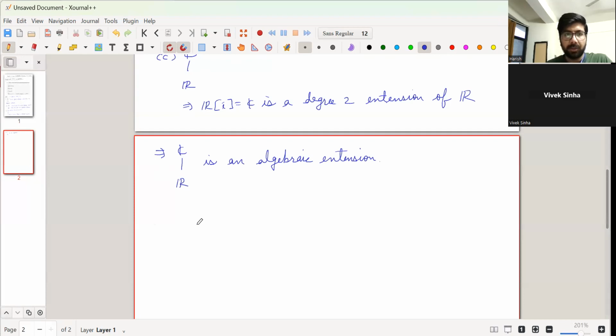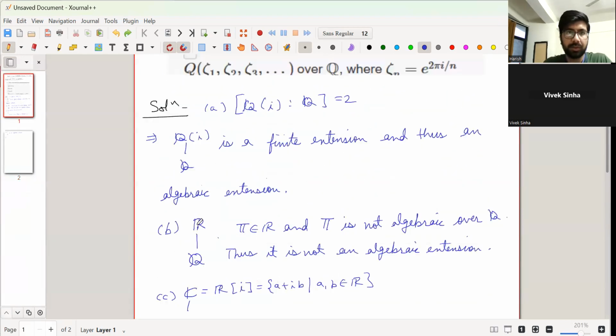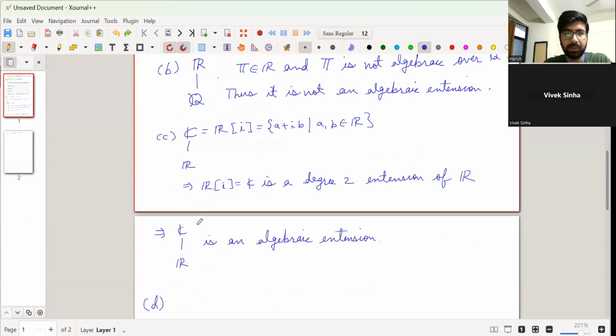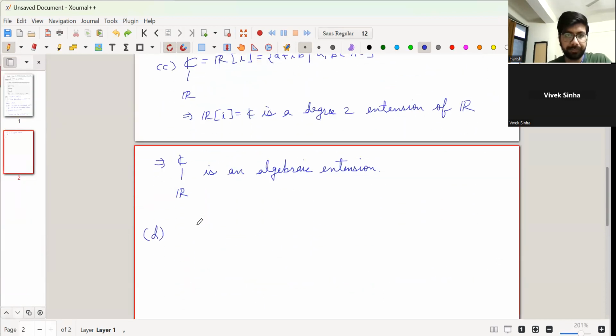Okay. What about the D option? That is Q of xi1, xi2, and so on over Q. It's again a finite extension, finite extension. So it's not stopping at any point.